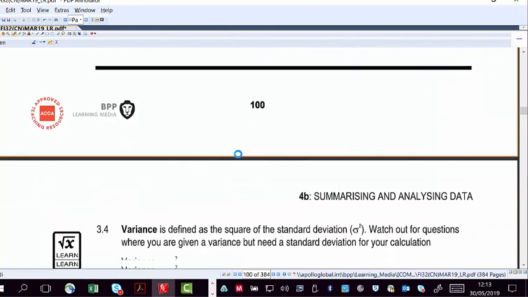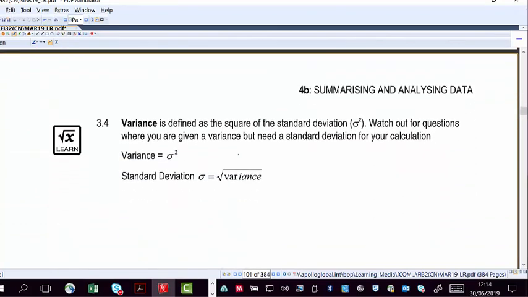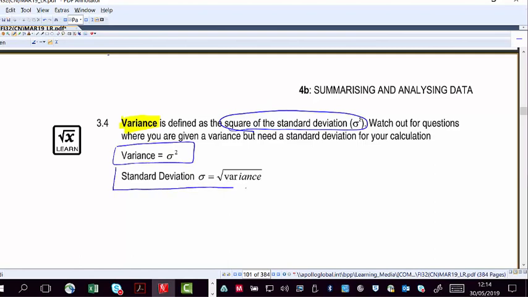Okay, the last thing that you could be asked to calculate is the variance. Again, this is something that you will need to know as opposed to being given in the formula sheet. The variance is the standard deviation squared, so in other words, you multiply the standard deviation by itself. And therefore the inverse of that, the standard deviation, is equal to the square root of the variance.